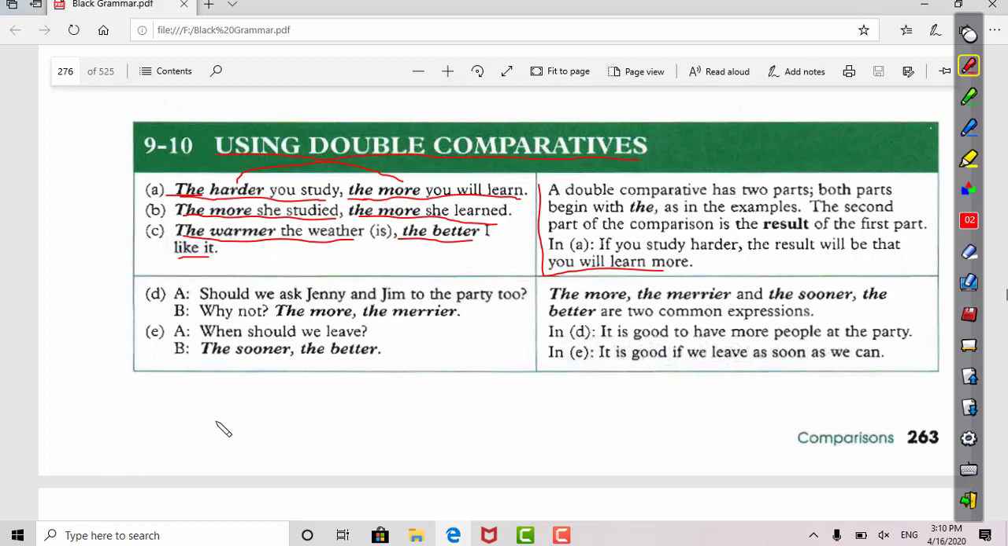What about the sentences? Next, part D here. Should we ask Jenny and Jim to the party too? Why not? The more, the merrier, alright? The more, the merrier, and the sooner, the better are two common expressions, alright? It's good to have more people at the party. E, this one. When should we leave? The sooner the better. Lebih cepat lebih bagus gitu. It's good if we leave as soon as we can. So this one is common to use.